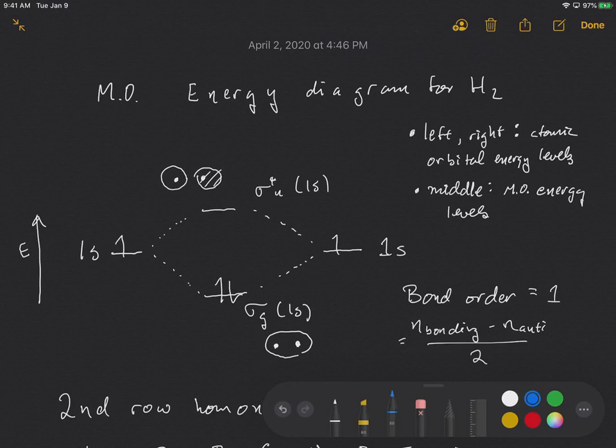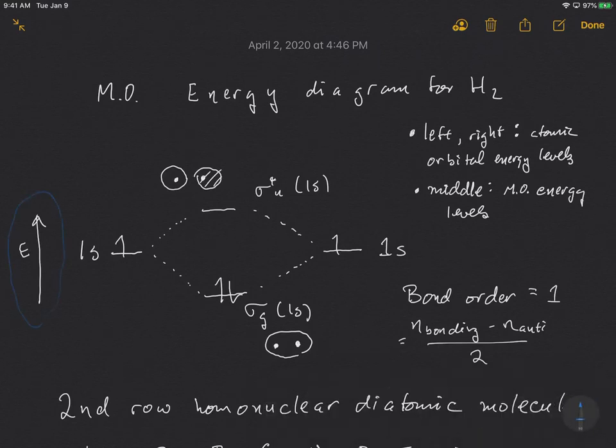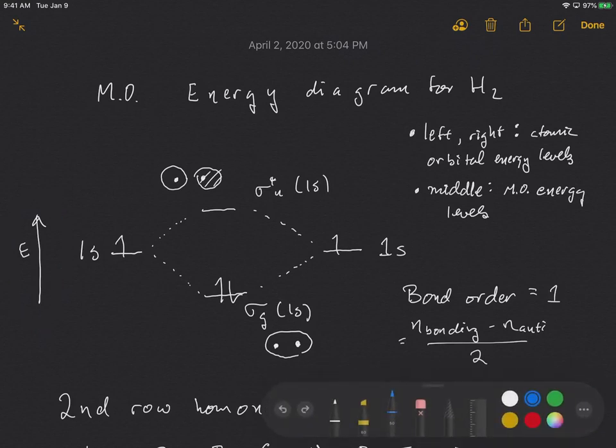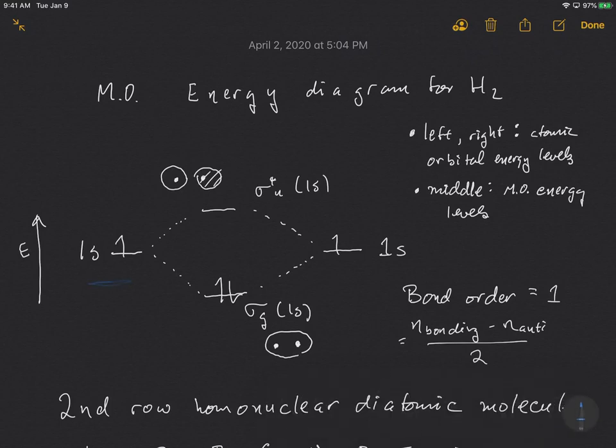We've got energy along the y-axis here, right? And we start with the atomic orbitals on either side here, with a line segment representing each of the atomic orbitals. So if we're bringing two hydrogen atoms together, then there's going to be a line segment corresponding to each hydrogen atom, and those are on the left-hand side and the right-hand side.